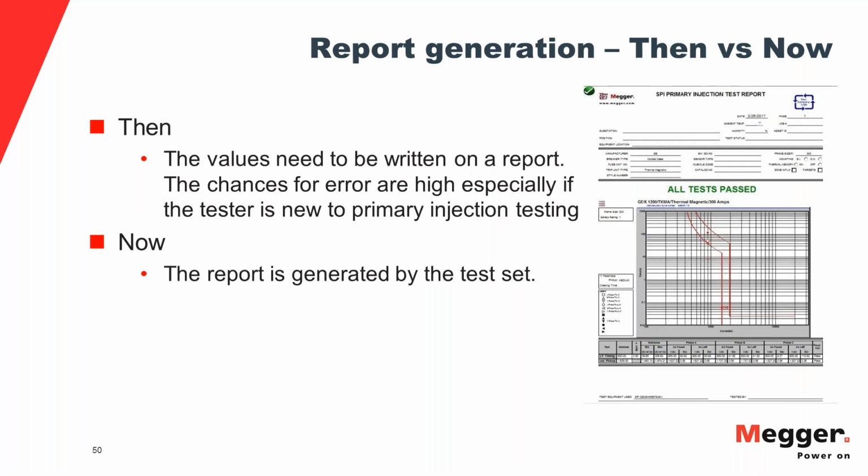Another chance for operator error is if you have to write the entries, the readings that you get, on a report, as opposed to the software generating the report automatically for you. Especially for users who are not really familiar with primary injection testing, if they're new to all these terms, long time delays, short time delays, pickups, if they don't know how to interpret those terms, how to actually go about testing, there's every chance of an error occurring in noting down the readings on the report.